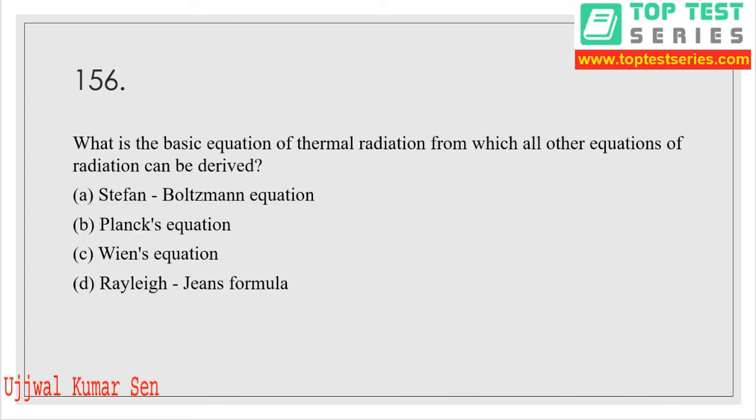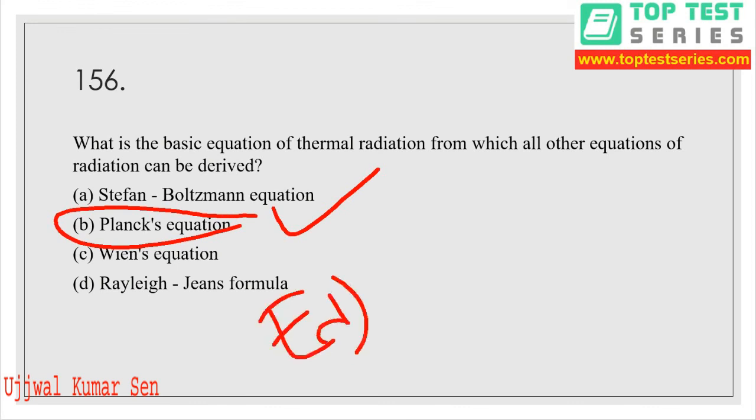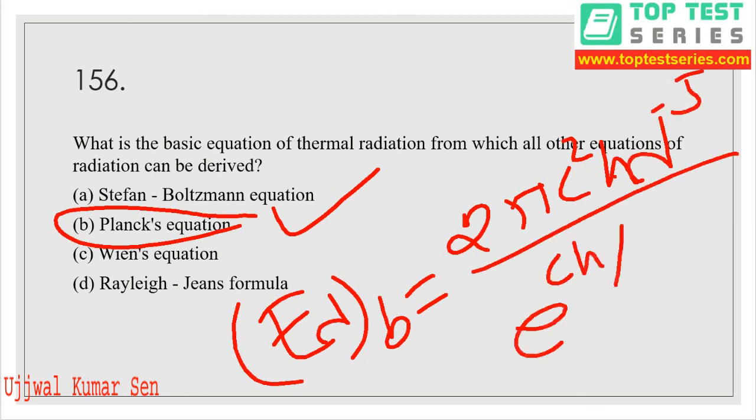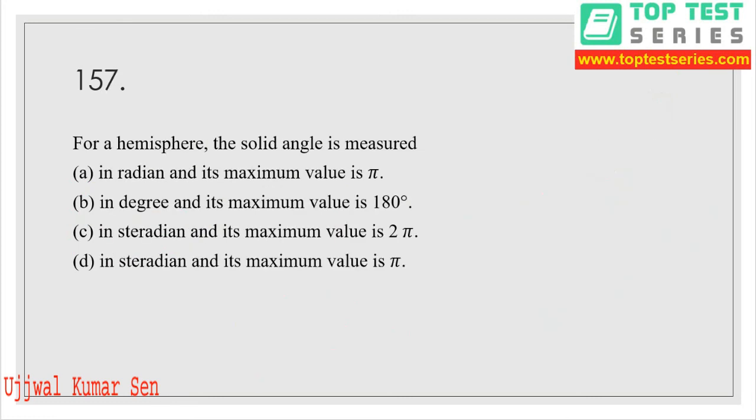Question number 156. What is the basic equation of thermal radiation from which all other equations of radiation can be derived? That is Planck's equation. From Planck's equation we can derive other laws of radiation. So that is E lambda b is equal to 2 pi C square h lambda to the power minus 5 division e to the power ch upon lambda kT. So option B is the correct answer for this question.